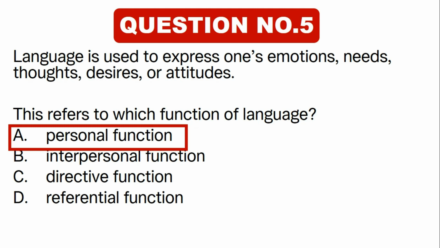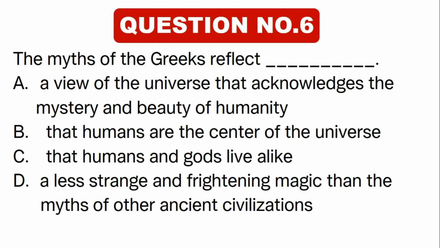Question number 6. The myths of the Greeks reflect a view of the universe that acknowledges A, the mystery and beauty of humanity; B, that humans are the center of the universe; C, that humans and gods live alike; D, a less strange and frightening magic than the myths of other ancient civilizations.